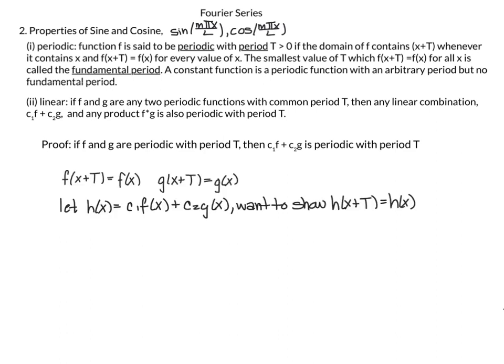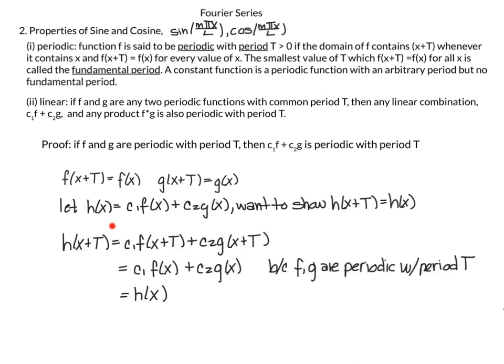So we'll start with the definition that f and g are periodic. So f of x plus t equals f of x, and g of x plus t is equal to g of x. Then to show that C1 f plus C2 g is periodic, we want to show that if h of x is equal to C1 f of x plus C2 g of x, then h of x plus t is equal to h of x. So I start with h of x plus t, and by definition, h of x plus t is equal to C1 f of x plus t plus C2 g of x plus t.